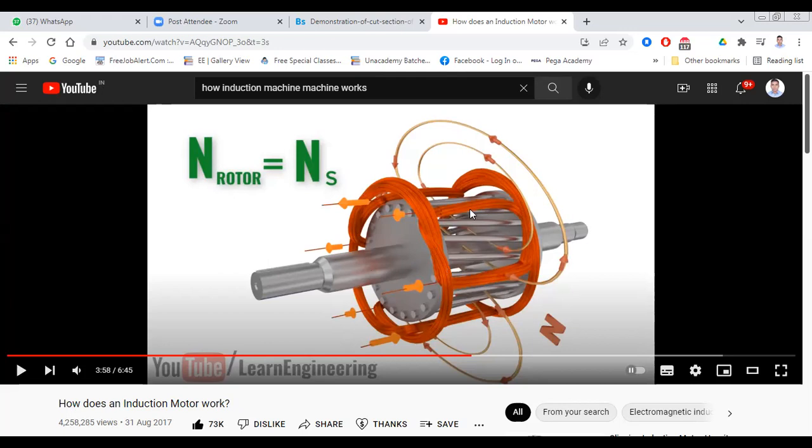The rotor circuit does not cut the magnetic field, and when it does not cut the magnetic field, then EMF is not induced in the rotor circuit. When EMF is not induced, current does not flow. When current is not flowing, the Lorentz law cannot apply, so no force acts on the rotor. So the rotor does not rotate. Okay.